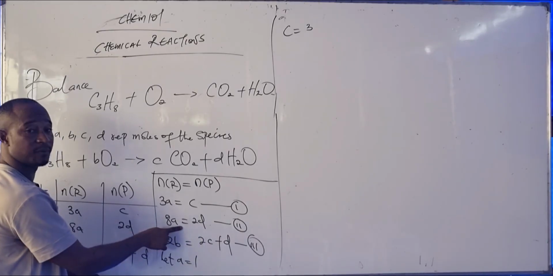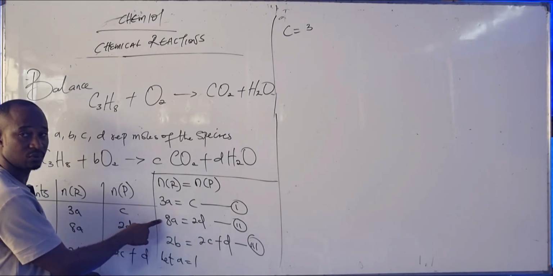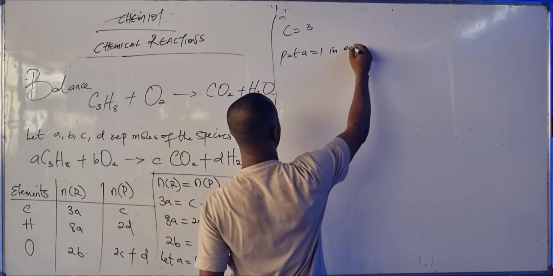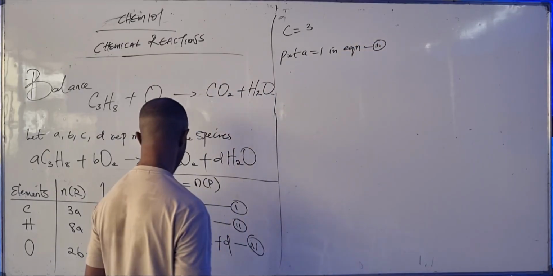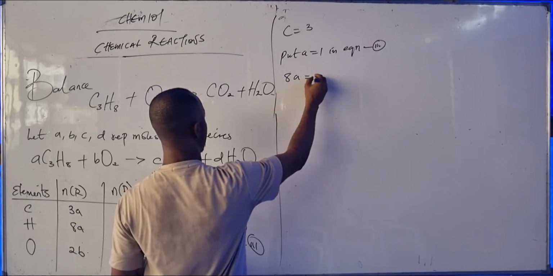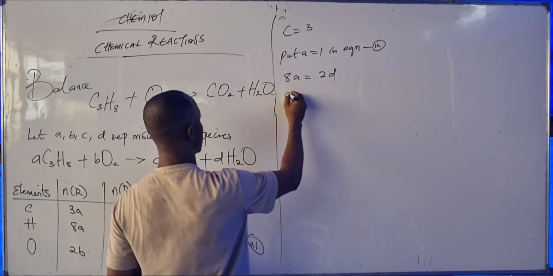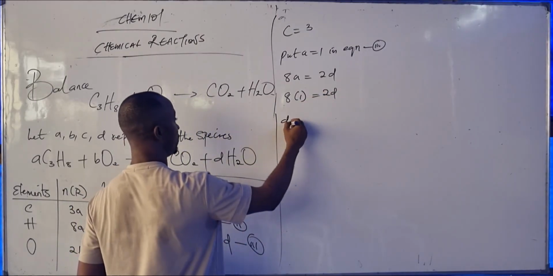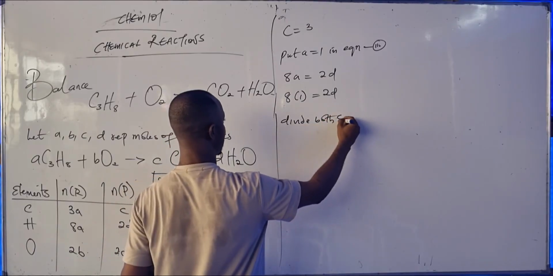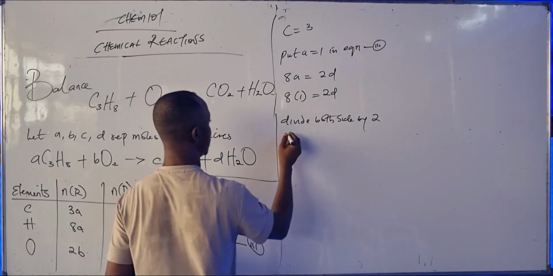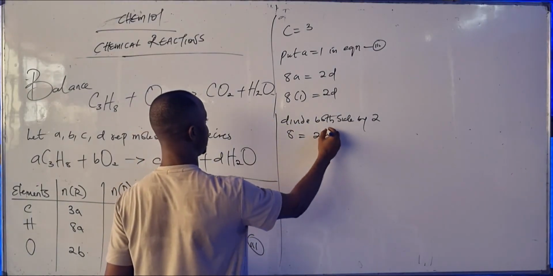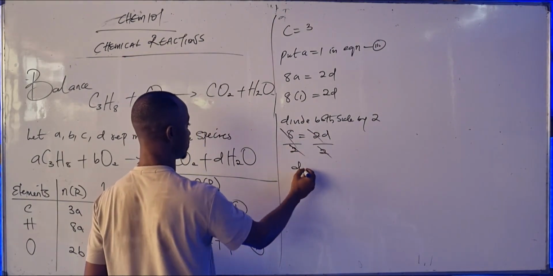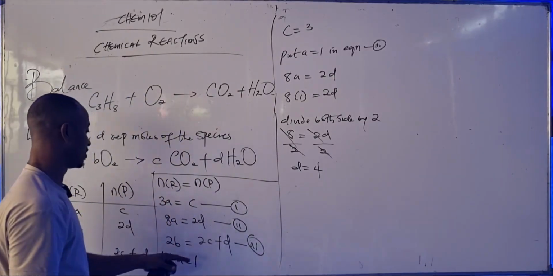Now, if A equals 1, can we solve for D? So I'll put A equals 1 in equation 2. That will give us 8A equals 2D. So 8 times 1 equals 2D, right? So what do we do to solve for D? We divide both sides by 2. 8 times 1 is 8, equals 2D over 2. So that means our D is 4.